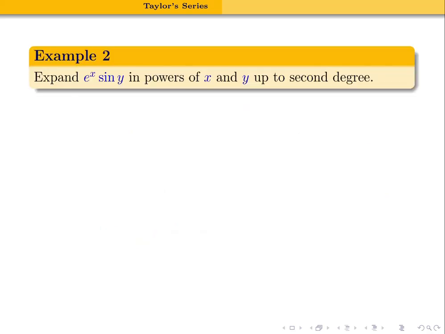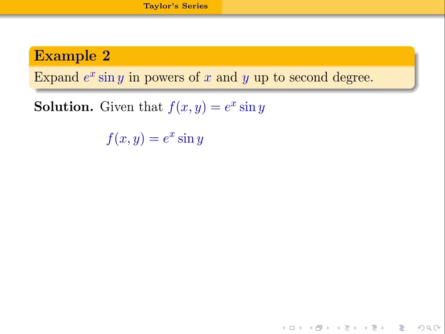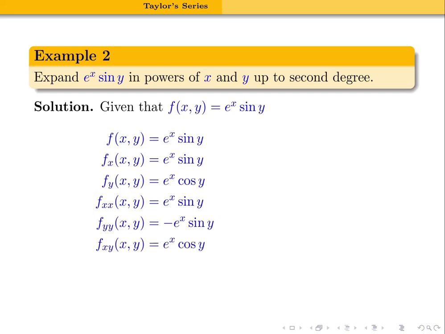So now we go to see the second problem. Expand e power x sin y in powers of x and y, up to second degree. So given that f of x comma y is equal to e power x into sin y. So we need to differentiate this with respect to x, fx, with respect to y, fy. With respect to double x, we will get f double x is equal to e power x sin y, f double y, fxy. So we need to find these and replace 0 comma 0.